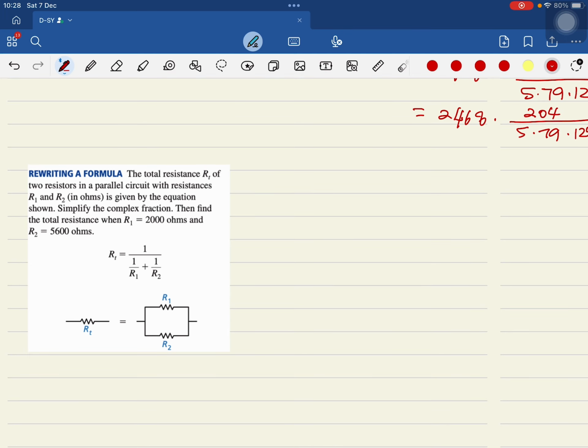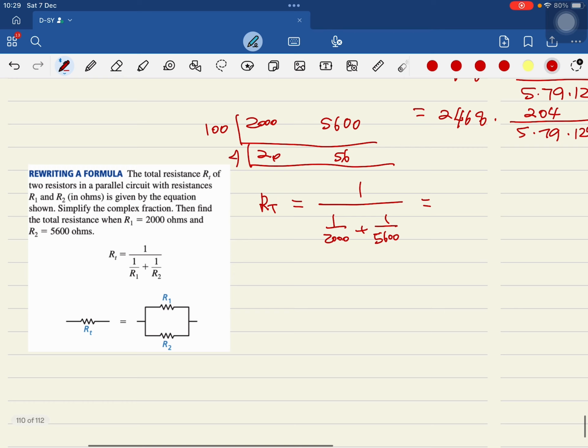And let's go to the next one. Total resistance RT, two resistors in a parallel circuit, so there is a formula. R1 is 2000 and R2 is 5,600 ohm. Then we will find this total resistance. So RT becomes 1 over 1/2000 plus 1/5600. So 2,000, 5,600, 120, 56, 4, 5, 1, 4.